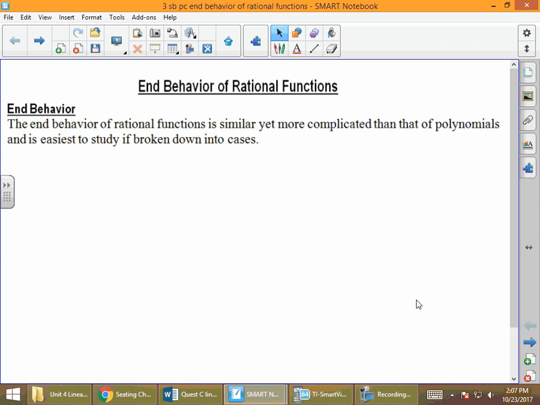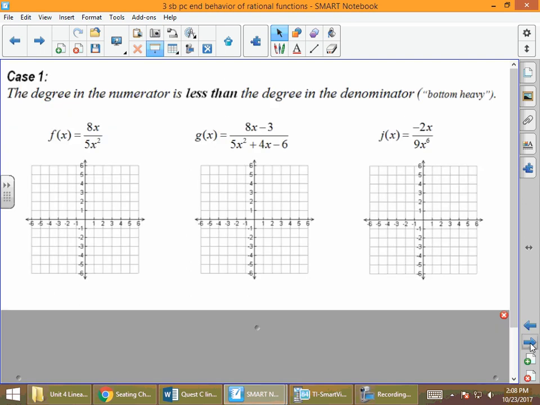We're going to talk about end behavior of rational functions. The end behavior of a rational function is similar yet more complicated than that of polynomials, and it's easiest to study if we break it down into cases. The first case that I want to look at is that the degree in the numerator is less than the degree in the denominator. So the degree in the top of the fraction is less than the degree in the bottom of the fraction.